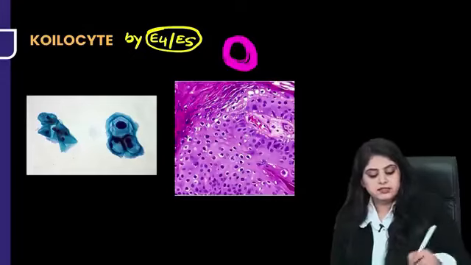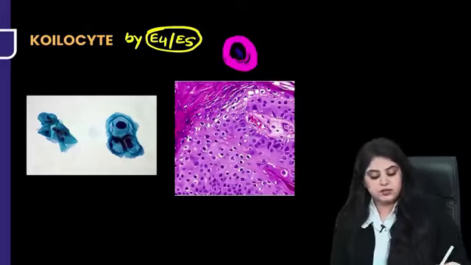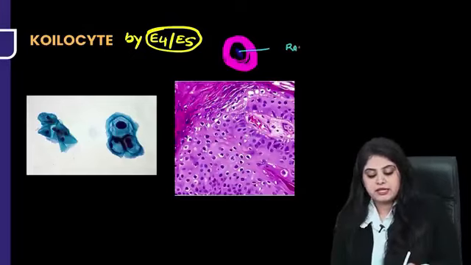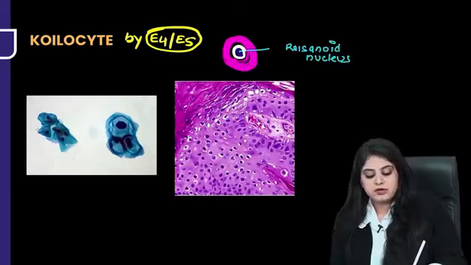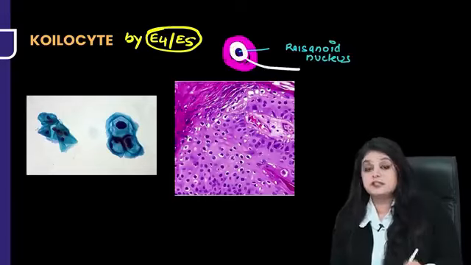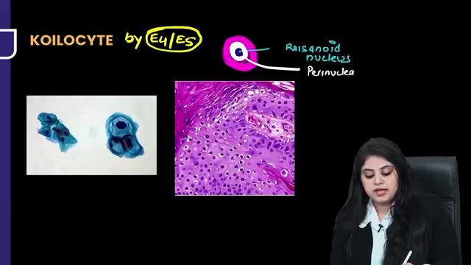The nucleus is a very dark, you can hardly see it, a very dark raisin-oid nucleus. That is how you describe it. Raisin means kishmish. Raisin-oid nucleus. And do you see the cytoplasm? I have not drawn the cytoplasm around it. Iske aaspas pink nahi hai. It is white. There is a perinuclear halo. That is how you describe a koilocyte.